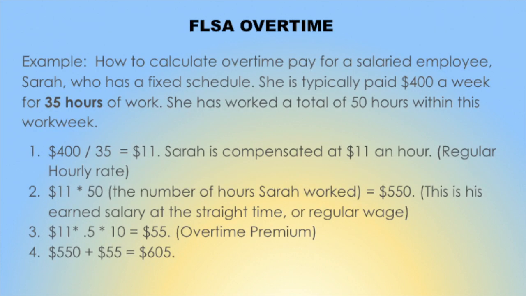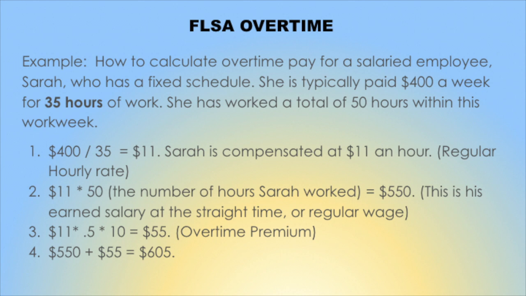Now let's look at this example where Sarah has a work week of 35 hours and she typically is paid $400 a week. Now, to pay a non-exempt employee a salary, the employer pays the employee a fixed amount per week and pays overtime at the rate of 1.5 the employee's regular rate. The regular rate in this method is determined by dividing the salary by the number of hours the salary is intended to compensate, which in this case is 35 hours.